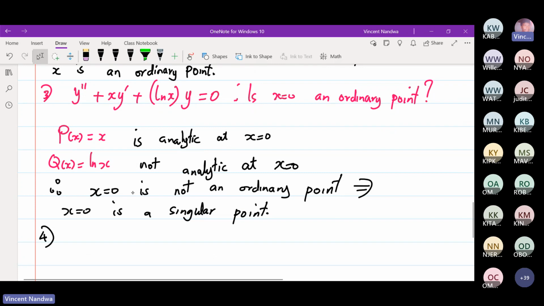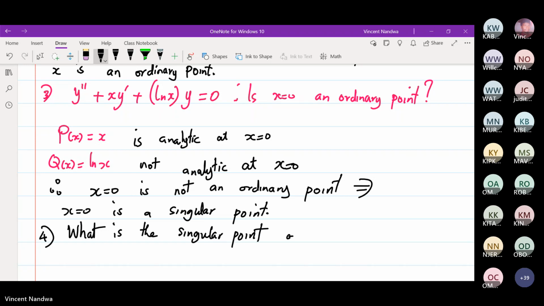Then number 4, what is the singular point of this differential equation x y double prime plus y prime plus xy equals 0? To be able to answer that question, you write the equation in standard form such that the coefficient of y double prime is 1, and then see which values make p and q non-analytic, or simply non-defined, non-continuous at some specified values of x.